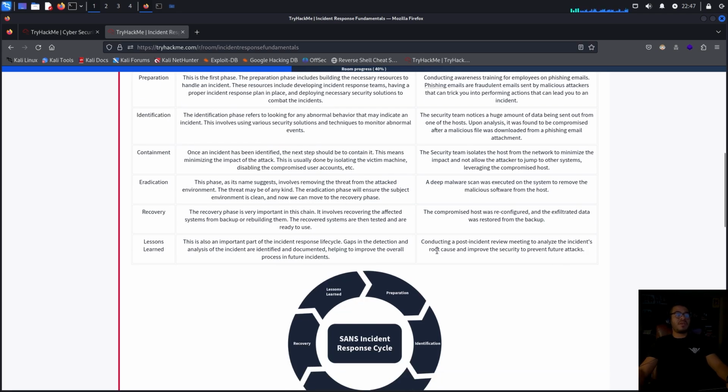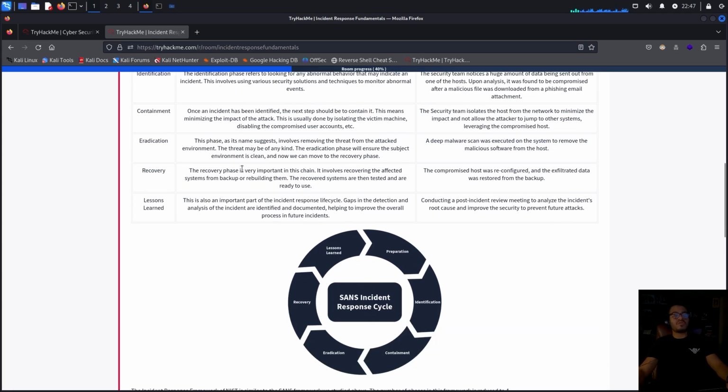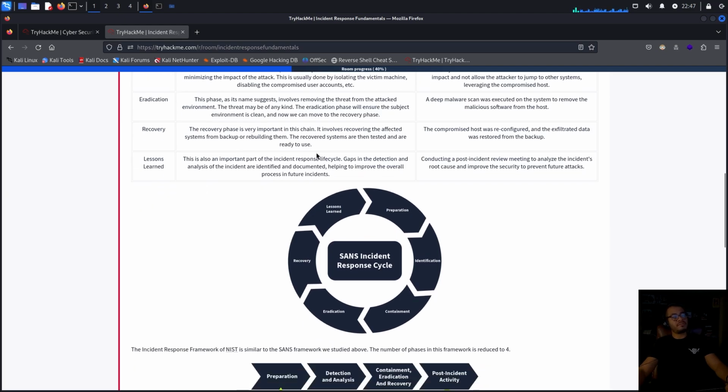Eradication, right? This phase, as its name suggests, involves removing the threat from the attacked environment. The threat may be of any kind. The eradication phase will ensure the subject environment is clean, and now we can move to the recovery phase. An example would be a deep malware scan executed on the system to remove the malicious software from the host.